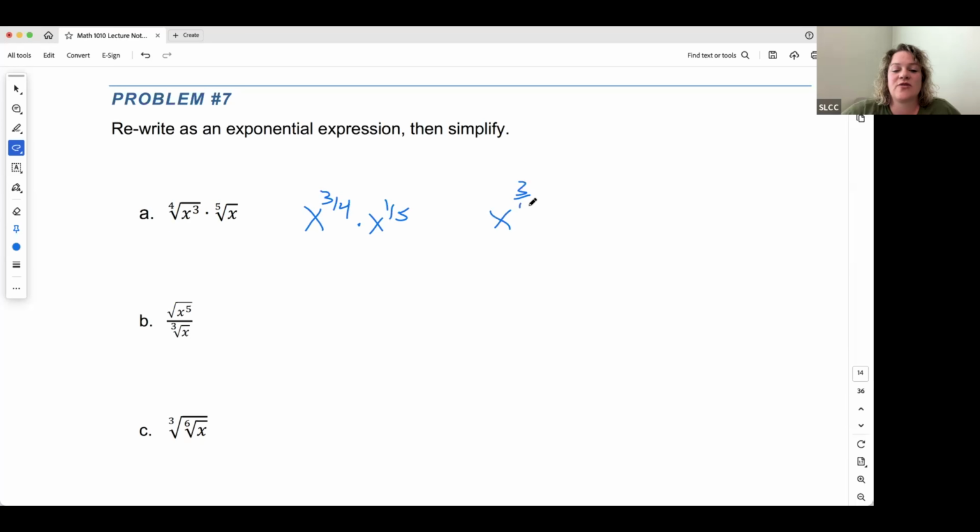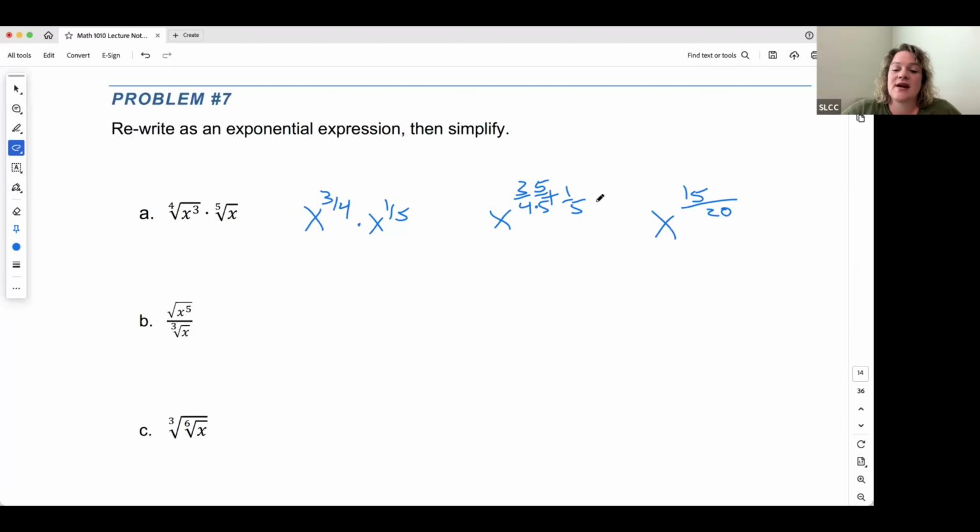So x to the 3/4 plus 1/5, common denominator of 20, and fix the numerators. How do I get to 20? I multiply by 5. I can't willy-nilly multiply by 5, but I can multiply by 1. 5 divided by 5 is 1. Not changing anything, just manipulating it a little bit. It's still mathematically sound, so the numerator becomes 15.